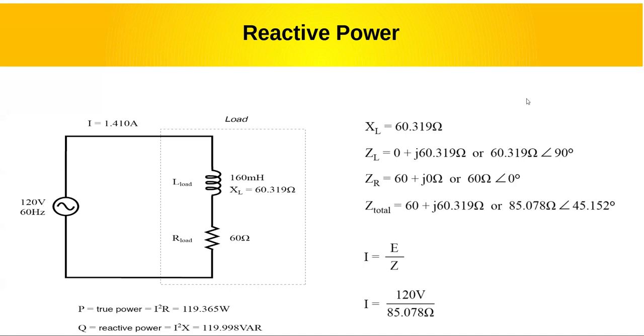60 over and 60 up, so the phase angle is 45 degrees. So your resultant vector was 85 ohms, and your apparent power is 169 volt amps. The reactive power, which is the vertical part of it, was 119 volt amps reactive. But the real true power was only 119.36.